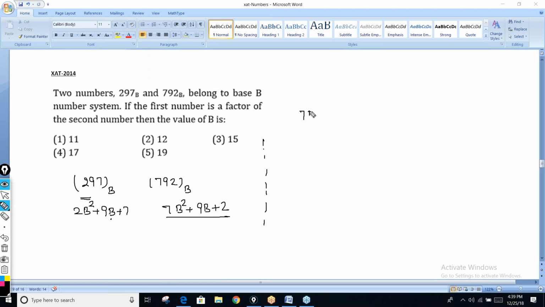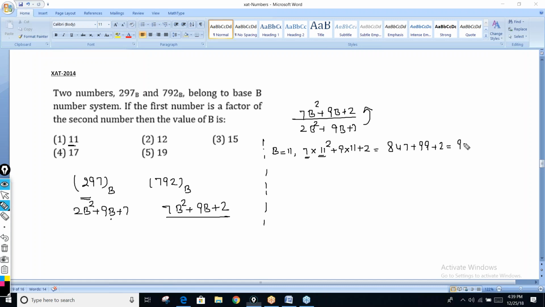Now, as nothing else is given, in this question you cannot do anything except putting in the options. This number should be a multiple of this number. Now use options. Let's say b is 11. If I take b is 11, look at the first number. That is 7 into 11 square plus 9 into 11 plus 2. That is 121 into 7, that is 847 plus 99 plus 2, that is 948. And what is 2b square plus 9b plus 7? That is 242 plus 99 plus 7, that is 348.